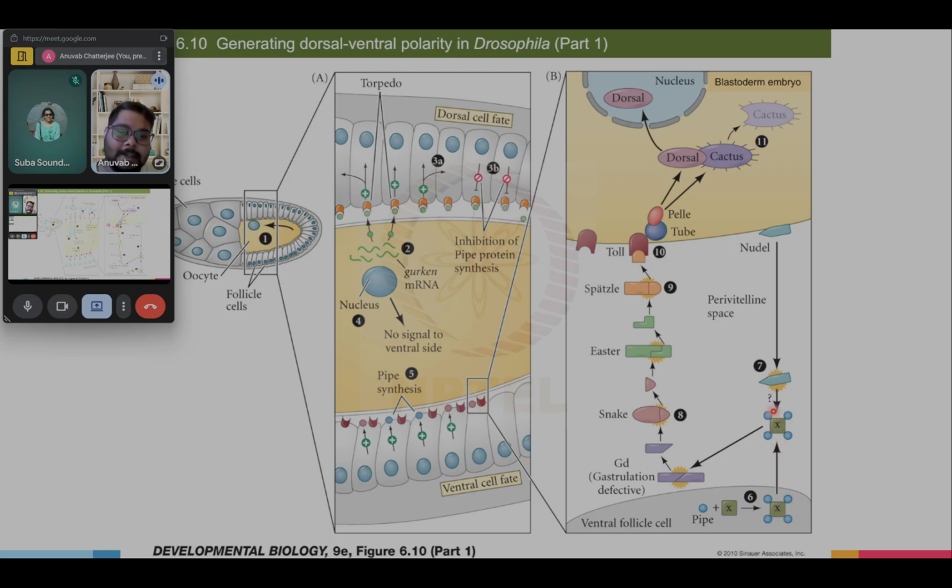Pipe is secreted to the perivitelline space, which is the space between the follicle cells and the oocyte. These ventral follicle cells secrete Pipe into this space. Now Pipe gets activated by a different protein known as Nudel, which then cleaves different proteins in the entire perivitelline space. So Pipe goes and cleaves GD, or Gastrulation Defective. Once GD is cleaved, it also becomes a protease and cleaves the next protein in line, which is Snake, which gets cleaved and becomes an active protease. The activated Snake then cleaves Easter, which becomes an activated protease, and activated Easter finally cleaves Spätzle, which then becomes a signaling molecule.